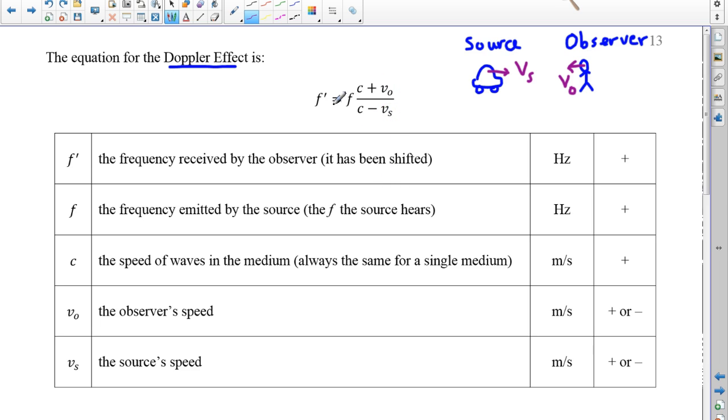So what is this equation? Well, it's important. We're going to use it quite a bit. F prime is the frequency that the observer hears. It's the shifted frequency. F is the regular old normal frequency emitted by the source. It's the frequency that the source would hear. And it's also the frequency that the observer would hear if there were no relative motion.